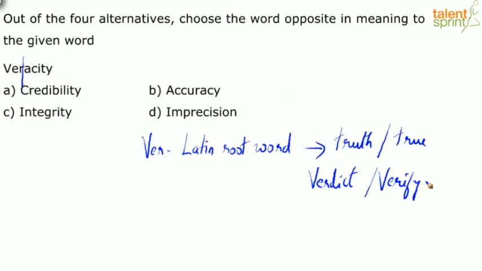Integrity will happen again when you are true. Integrity is abiding by certain rules and conforming to certain systems, right? So all these three words, A, B, C, kind of bring in the meaning of being true to self, being believable, being trusted. So the only opposite in meaning is imprecision, not, because I already know the meaning of this prefix im, which means not.